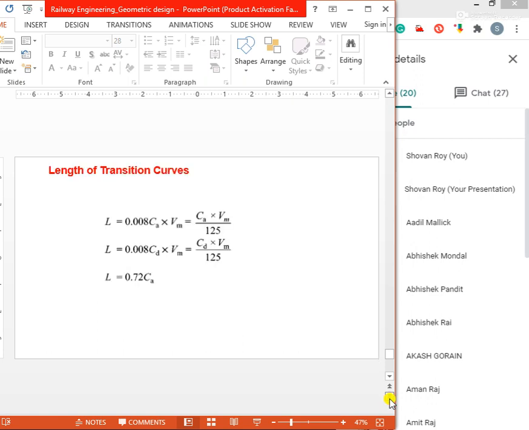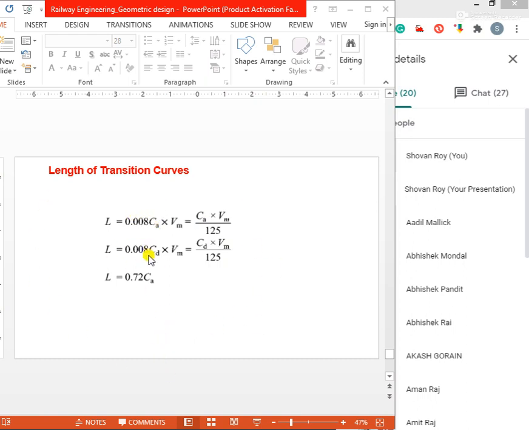Next is the length of the transition curve. We have available the degree of curve and radius of curve. Now we can find the speed on the track from various formulas. Now the thing is the length of the transition curve prescribed on Indian Railways, and these are the formulas to find it.